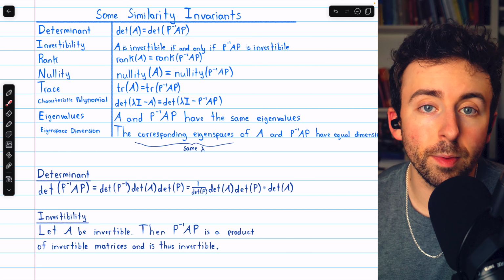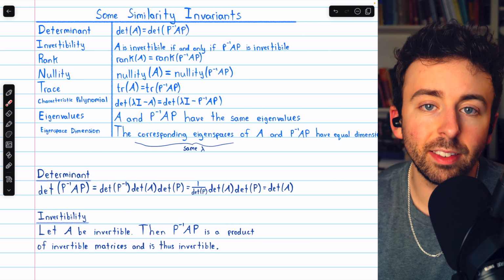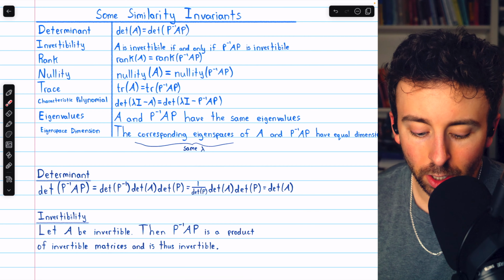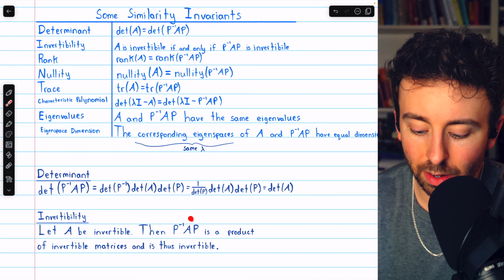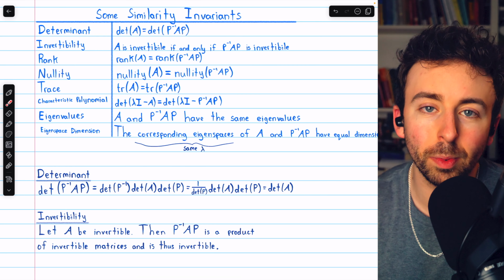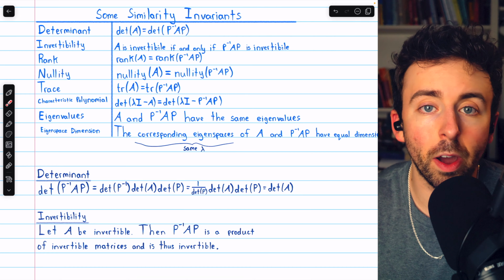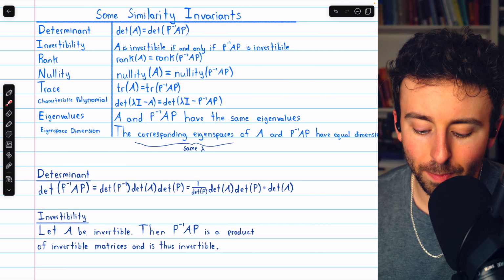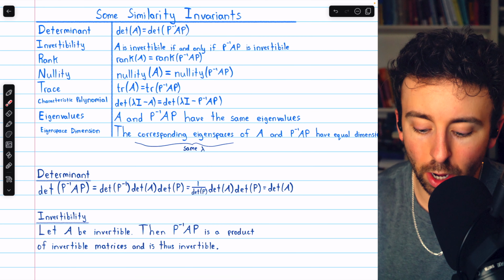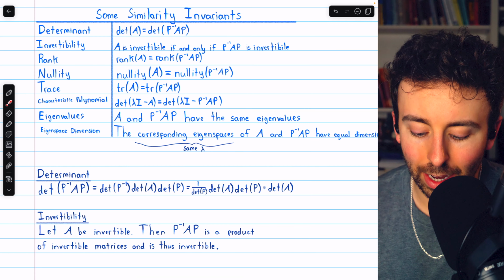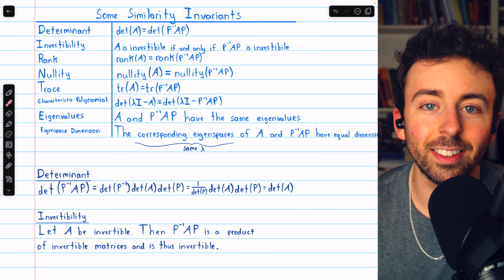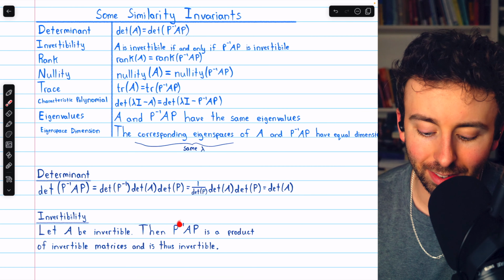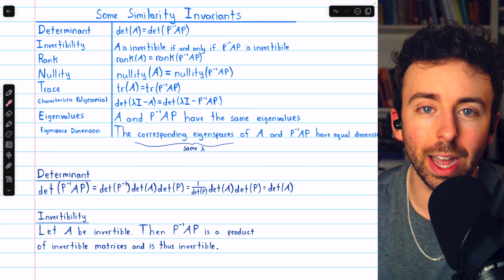Invertibility is also an easy proof. Let's begin by assuming A is invertible. Then we want to prove that P inverse AP is invertible. Well, if A is invertible, then P inverse AP is a product of invertible matrices. We've previously proven that a product of invertible matrices is also invertible. So if A is invertible, P inverse AP is also invertible. We know that A is invertible because that was assumed, and of course P inverse doesn't make any sense unless we've assumed that P is invertible. A can't be similar to this unless P, and hence P inverse as well, are both invertible.